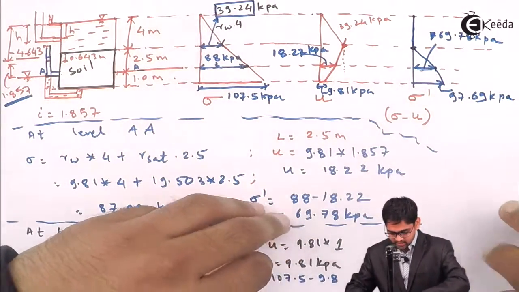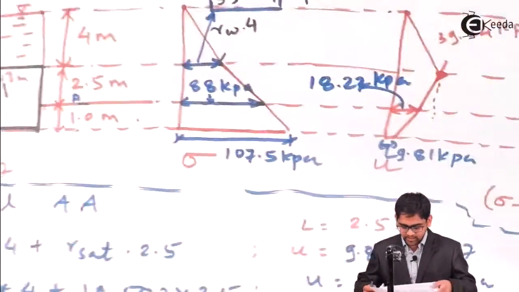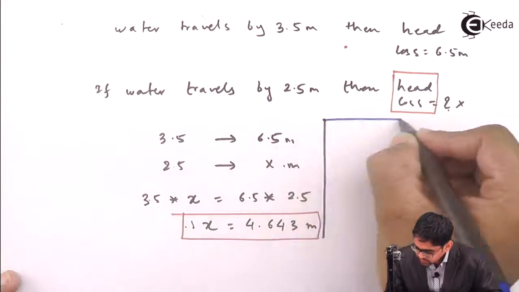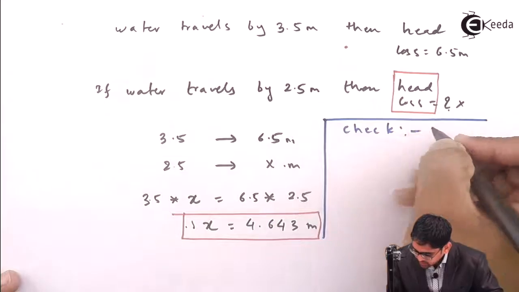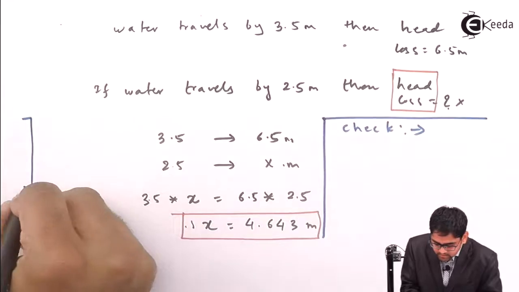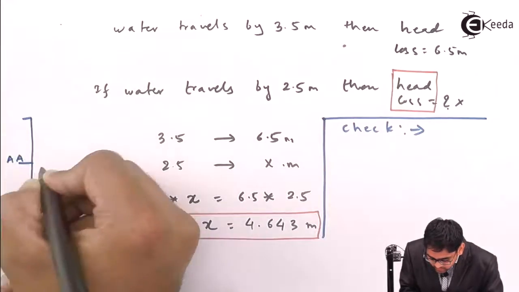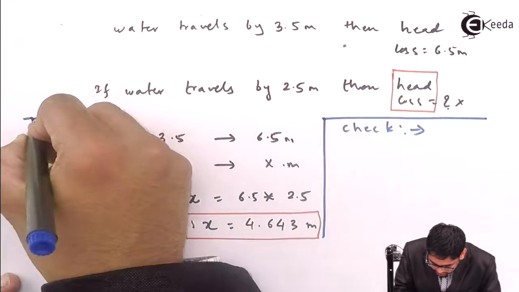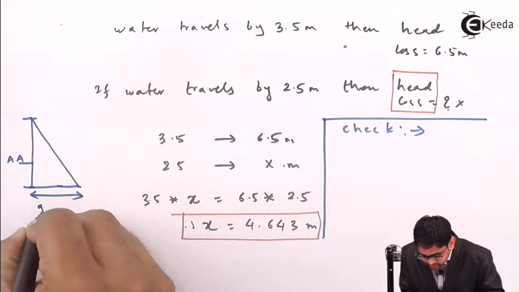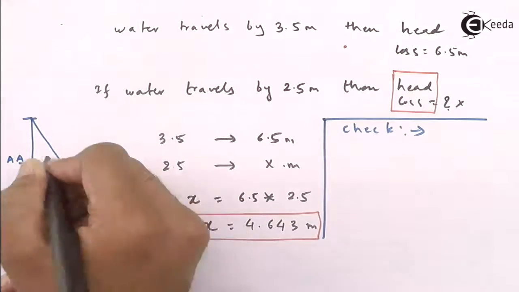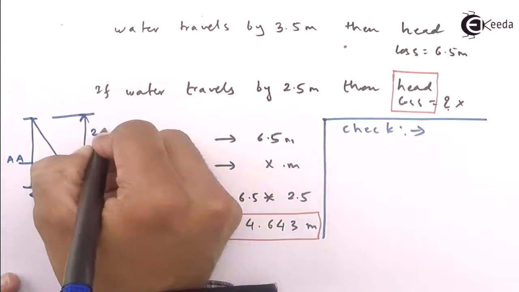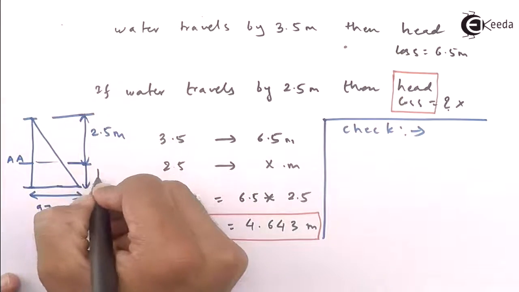So I'll write a check over here for effective stress, in this particular box, on how to check whether your problem is correct or not. This is the level AA, this is the bottom level, this is the entry level, this is the triangle, and the effective stress at the bottom we have got as 97.69. This particular length is 2.5 meter, and this is 1 meter.